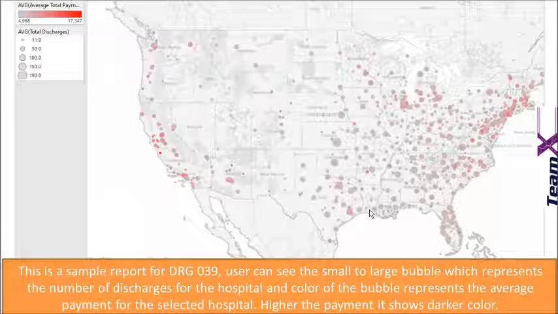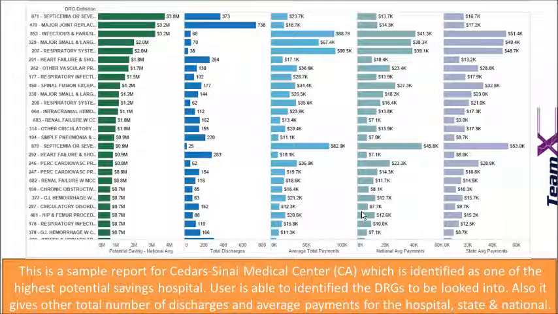We actually have a bubble chart here with two different dimensions. One is the size of the bubble, which actually represents the number of discharges, and the second is the color of the bubble. The more intense the color, the more expensive the DRG or the procedure is. And as you can see, this is actually for just one particular DRG. Here we're taking one particular hospital and looking at all the DRGs performed in this hospital.